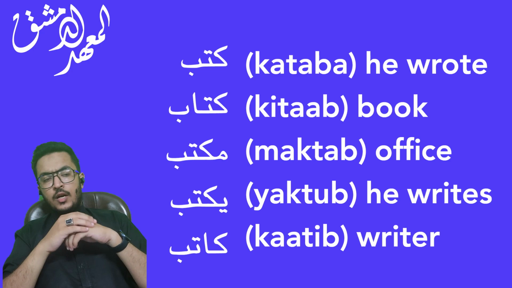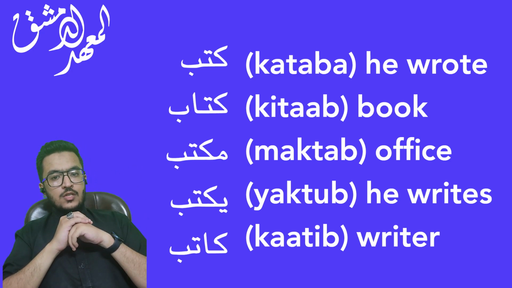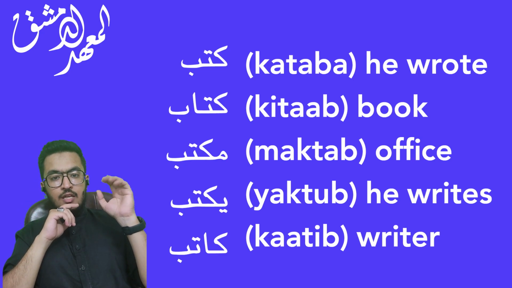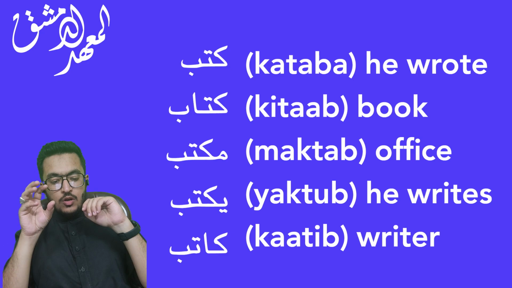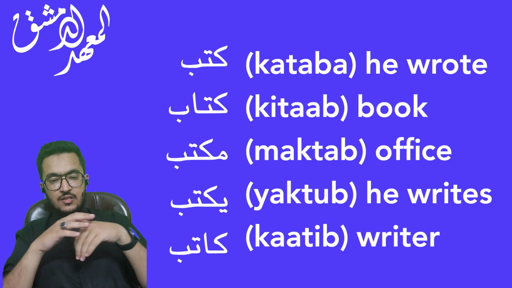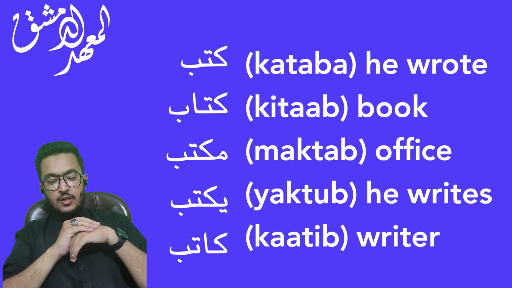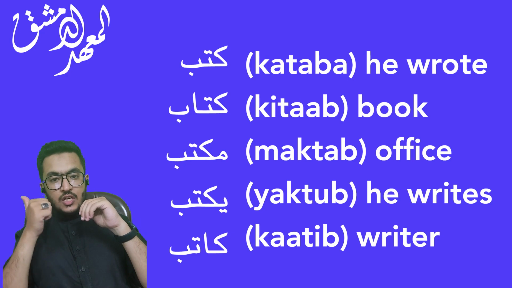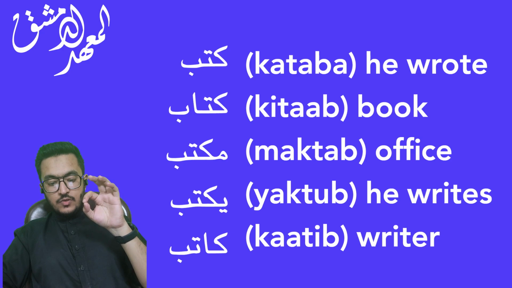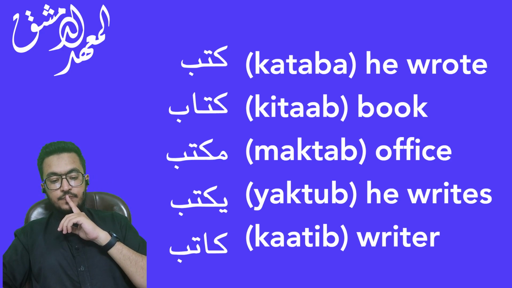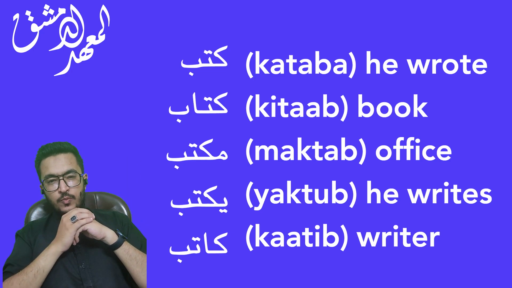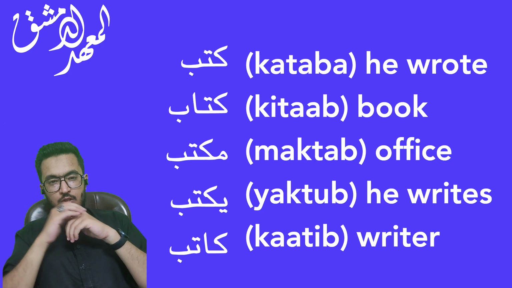Now have a look at these words. This is kataba, which means he wrote. Then we have kitab, which means book. Then we have maktab, which means the office, or sometimes the desk where the office work is done. Then we have yaktub, which means he writes. And then we have katib, which is the writer himself. Now you saw all these words. Are you able to pick out some similarity in all of them?